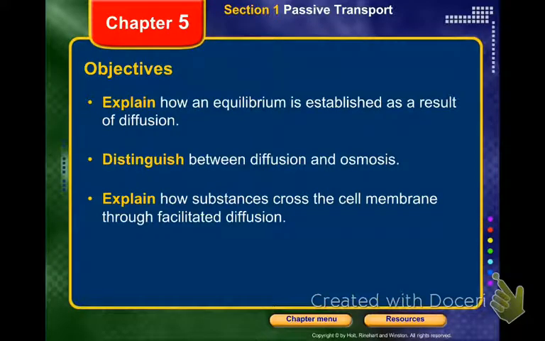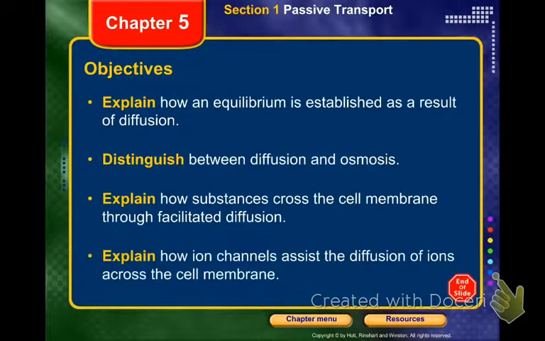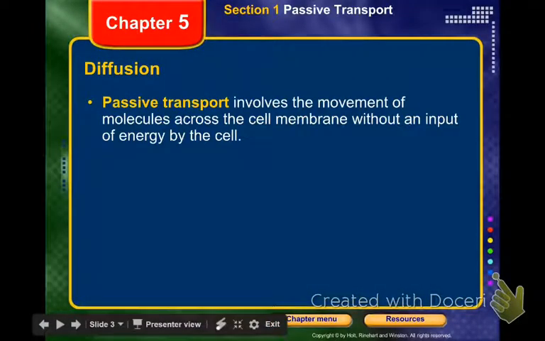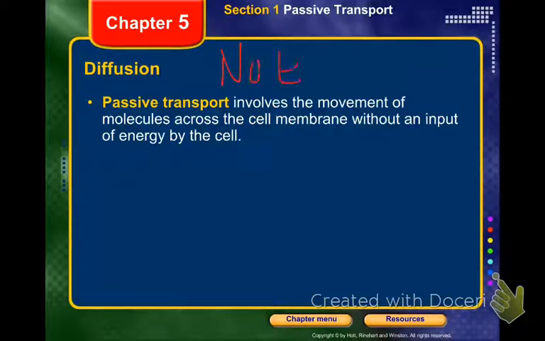We're going to look at how substances can move across cell membranes through facilitated diffusion, and how ion channels help assist moving things. So first of all, diffusion. Diffusion is a passive transport process, and all of these that we're going to talk about in this first half of the lecture are all passive transport, which means what? There's no energy required.